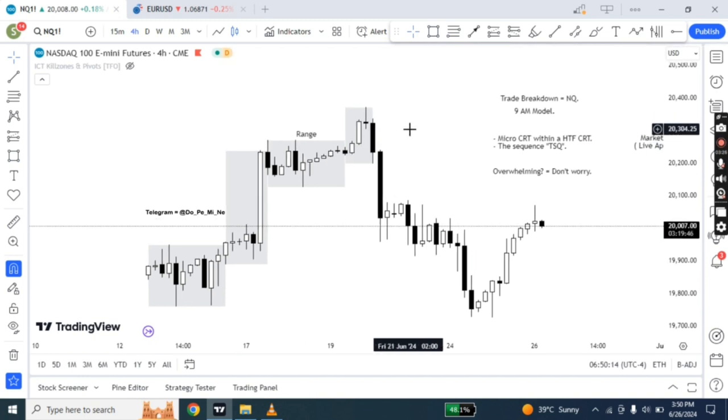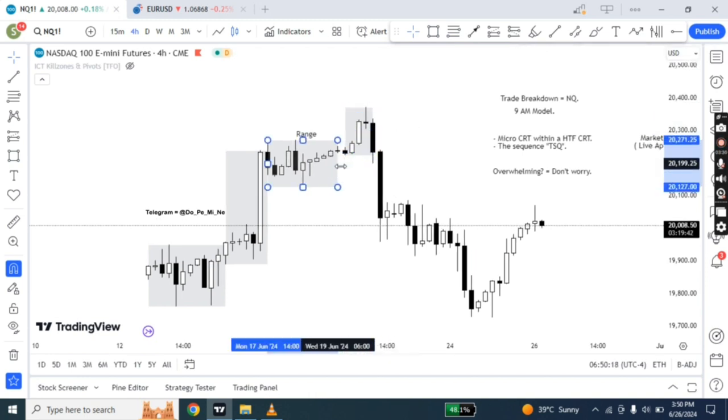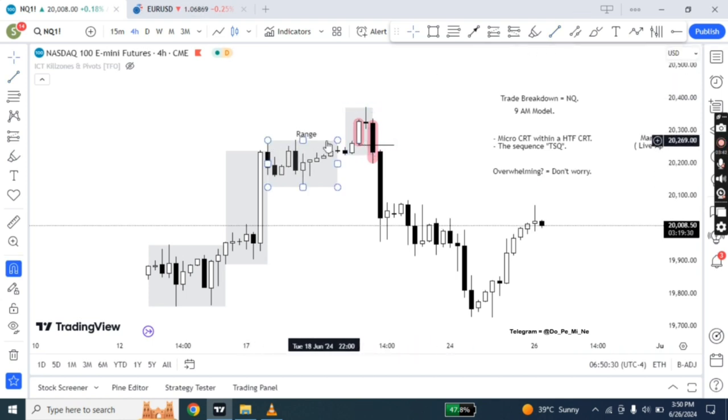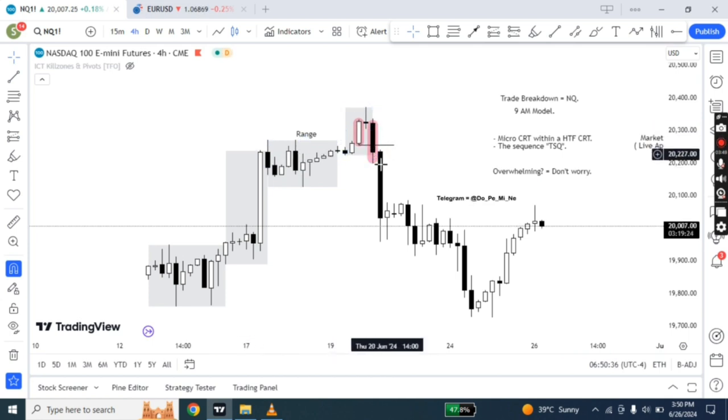In this case we got a manipulation profile, and that manipulation profile ended once this candle right here closed below this candle. And the reason why this candle has so much significance is because this is the candle that dug above this range high right here, and then this candle closed below that candle, so that one became our order block and a confirmation occurred and the manipulation profile ended.